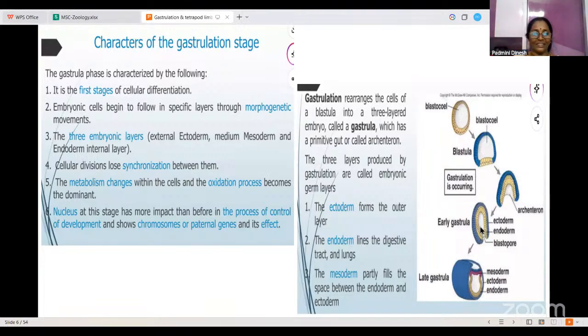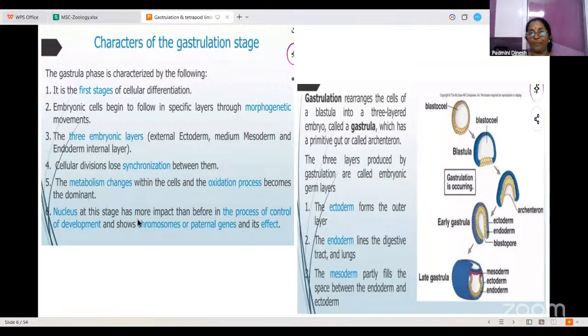So that's a synchronization. And metabolism changes within the cell, as the oxidative process becomes dominant, because if they have to divide, they need some energy. Metabolism also has to occur over there. And the nucleus at this stage has more impact than before, in the process of controlling the development.